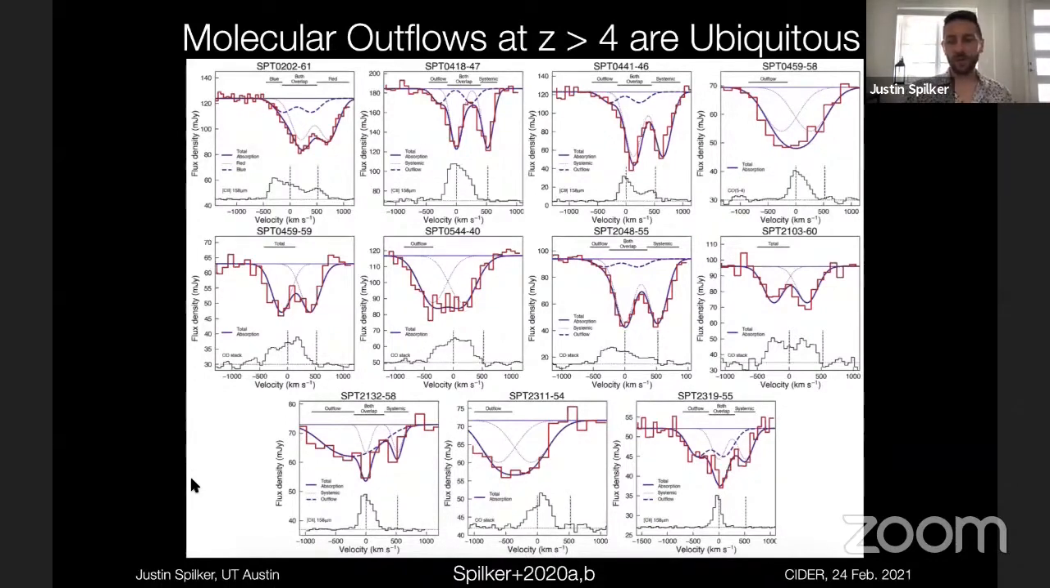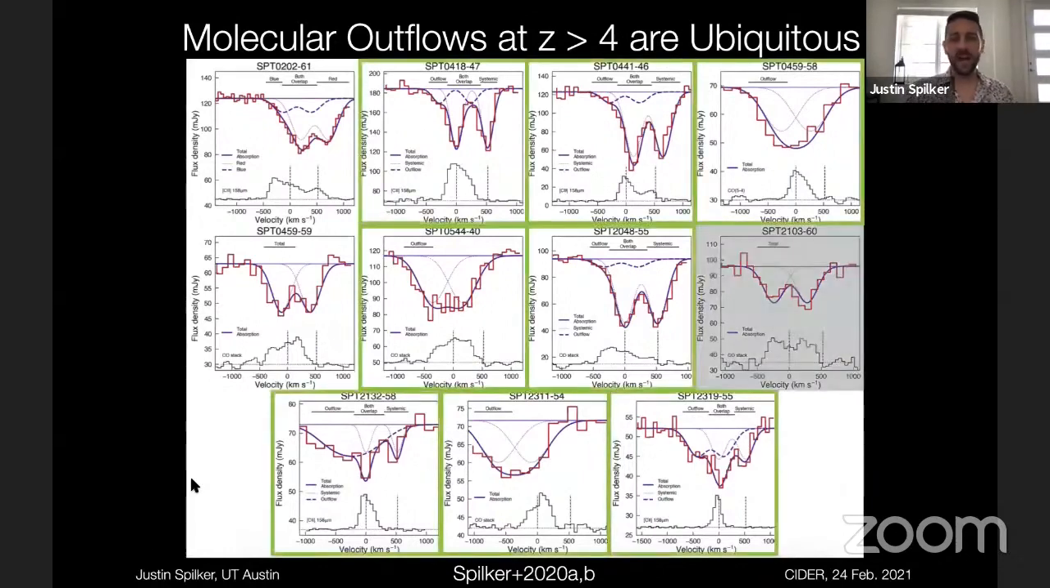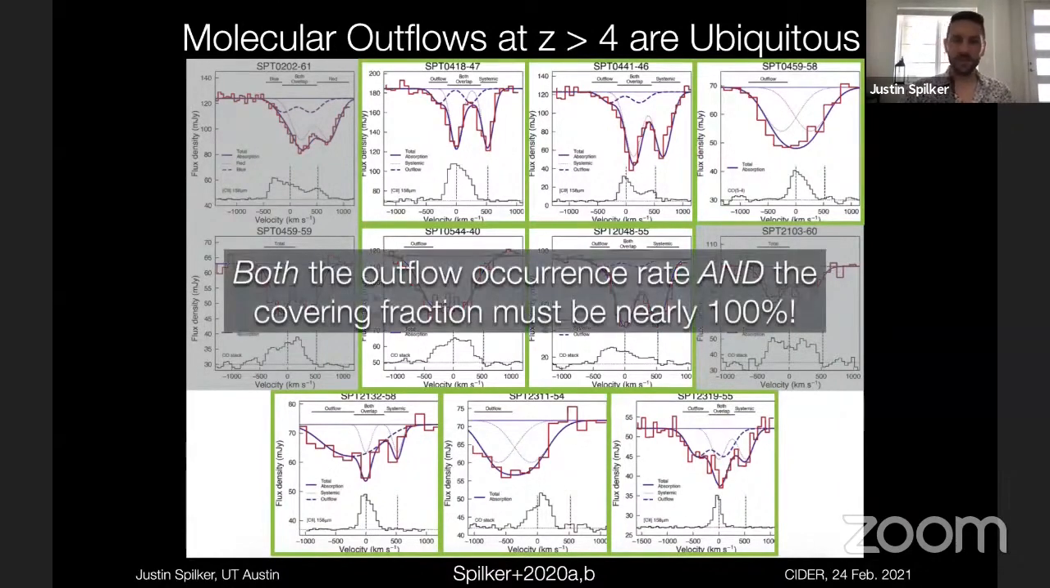And so if I go through and carefully classify which ones of these have outflows and which ones don't, we wind up finding that a huge fraction of them have outflows. There's something like 3/4 of the sample. And so since we're seeing this in absorption, what this tells you is that A, the outflow rate, just in terms of the occurrence rate, has to be very high. And B, the covering fraction or opening angle has to be very high as well, because otherwise you wouldn't be able to detect an outflow in absorption towards such a high fraction of the sample.